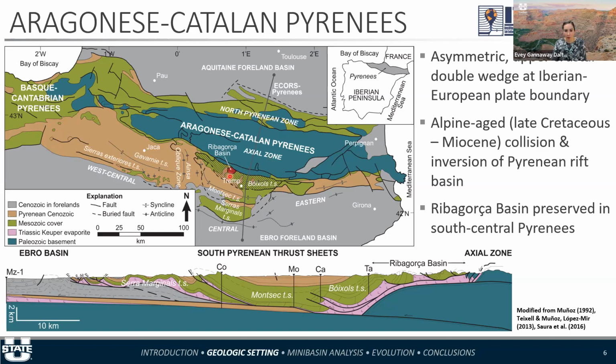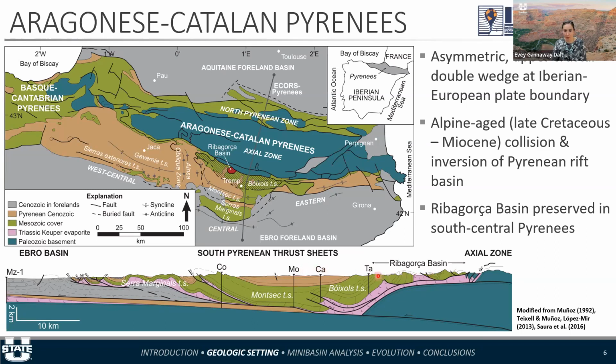But just before we do that, I want to focus on our study area in particular, and that is the Ribagorja Basin that you see right here in the south central Pyrenees. This is right at the boundary between the axial zone, shown in this darker blue color, and the South Pyrenean thrust sheets that you see in greens and browns. And if you see this cross section that runs just to the east of our study area, you can see its general location right at that boundary between the axial zone and the South Pyrenean thrust sheets.